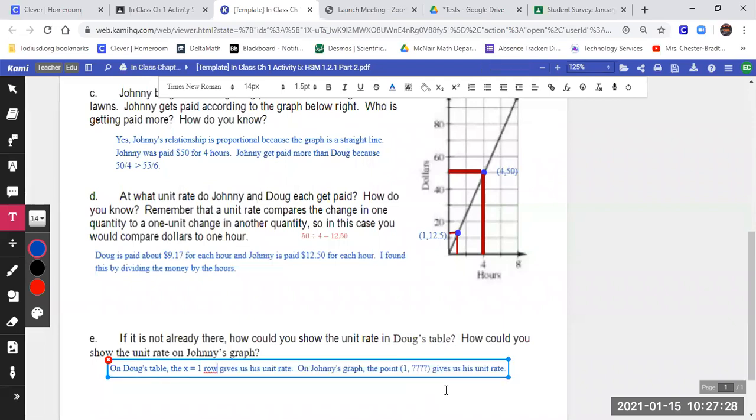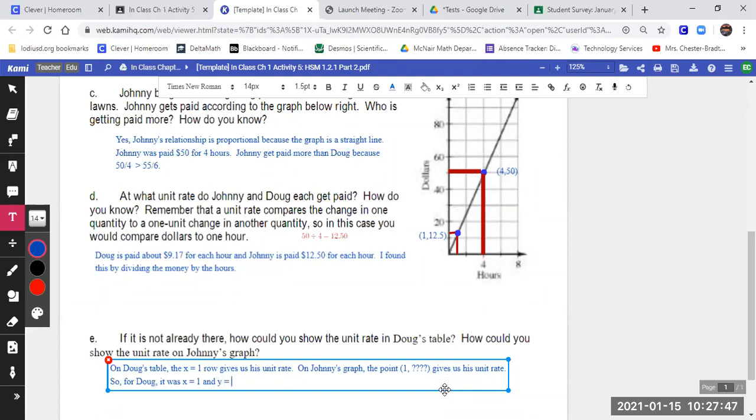Okay. Oops, I did the wrong thing. So for Doug, it was X equals 1 and Y equals 55 divided by 6. And then we're going to do this "about." Because technically he was a 55 divided by 6. He wasn't a 9.17 because we had to round if we're being accurate.